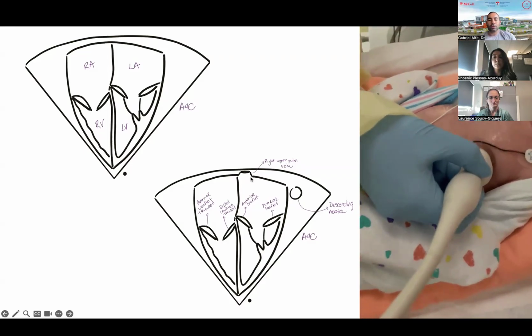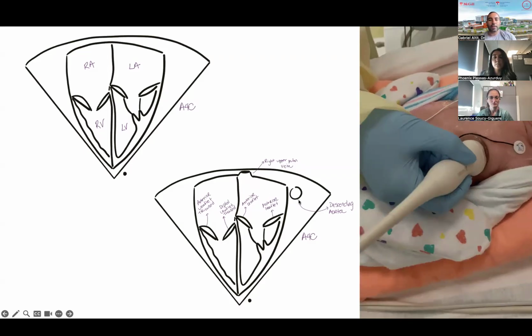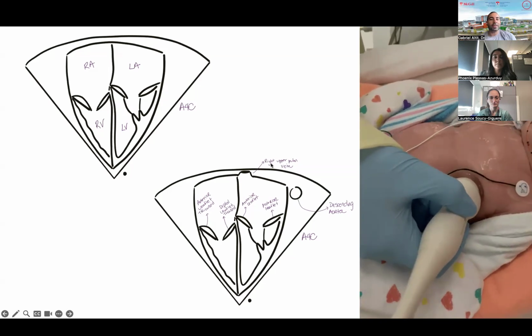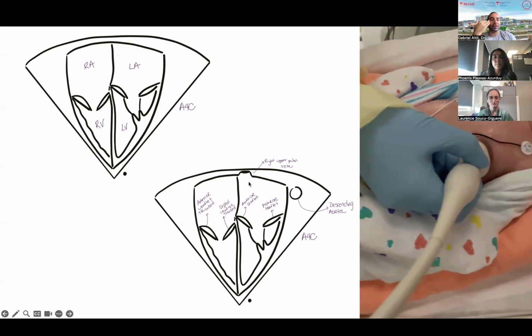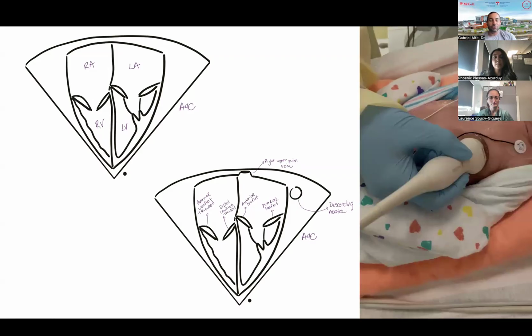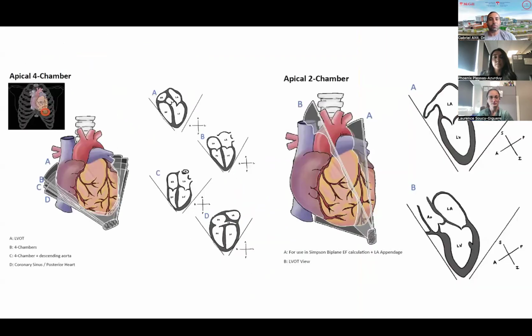I wrote here right upper pulmonary vein. It's actually the right lower pulmonary vein that we see here, and we often see the descending aorta here. Although sometimes you can catch the right upper pulmonary vein depending on how they're connecting to the left atrium. So these are the different views that you see in the apical four-chamber view.